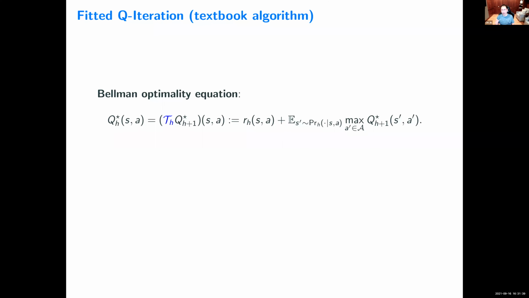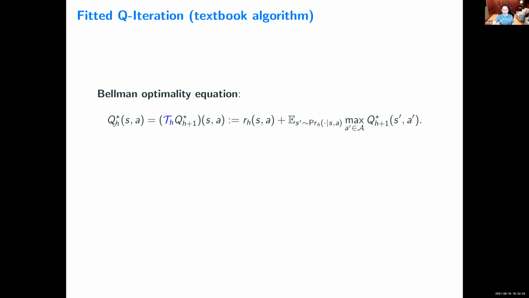Okay. So to introduce our algorithm, we first start with a textbook algorithm, the so-called fitted Q iteration. What does fitted Q iteration mean? First, as I have introduced, for all MDPs the optimal policy always exists. Furthermore, the optimal policy satisfies the so-called Bellman optimality equation.